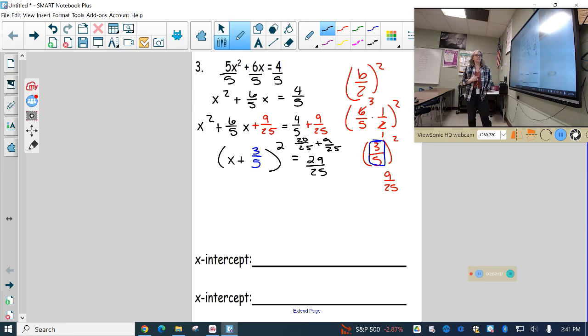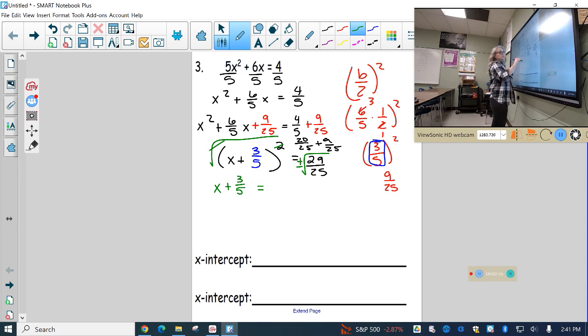Now to solve this for the x-intercepts, I'm going to solve for x, so I'm going to take the square root of both sides. And remember, it's going to be the positive or the negative version of it, because if I square either one, it's going to give me the same thing. So this one cancels, and I'm left with x plus 3/5 equals plus or minus the square root of 29 over the square root of 25. I can't simplify 29, but I can simplify the square root of 25, which is 5. So it's plus or minus the square root of 29 over 5.